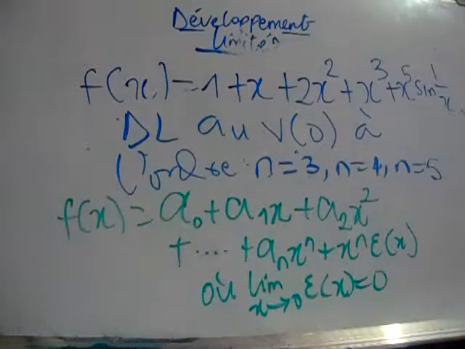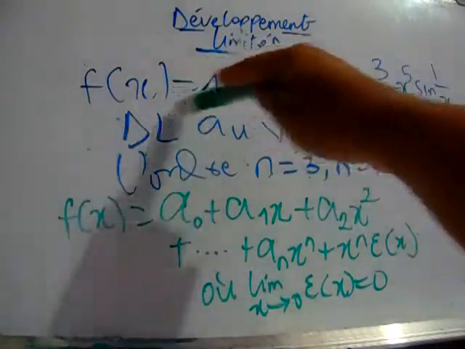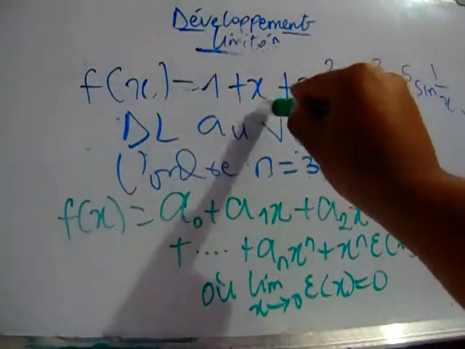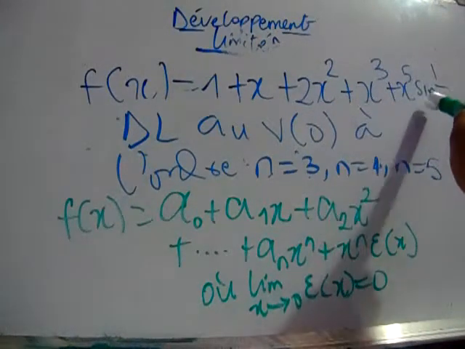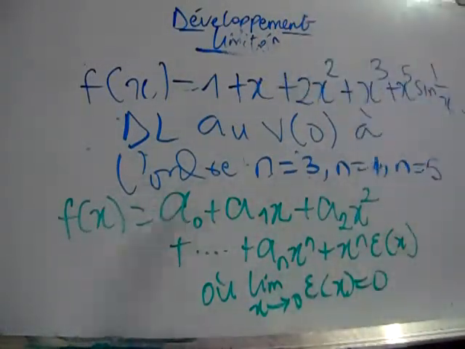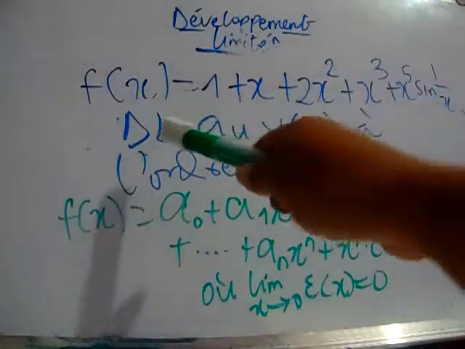Welcome back. So in our previous video we started doing exercises on Développement, and this is another exercise, and here we are asked to do almost the same thing as the first exercise. So in this case we are given this function, that's 1 plus x plus 2x squared plus x raised to the power of 3 plus x raised to the power of 5 sinus 1 over x, and we're asked to calculate the développement limité.